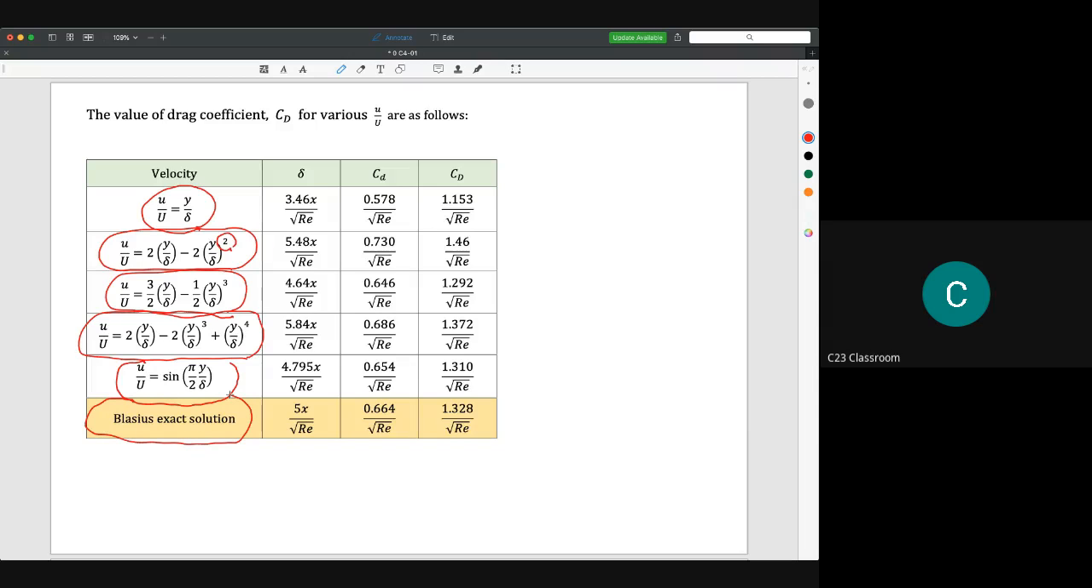Okay, first, I already uploaded your assignment number 3. I uploaded assignments 1 and 2 previously, and now assignment number 3. It asks you to work on the power 3, power 4, and the sinusoidal profiles. You need to calculate to prove that the delta is equal to this one and the capital D is equal to this one.